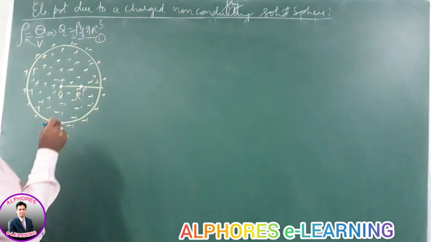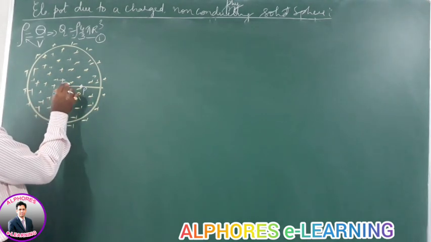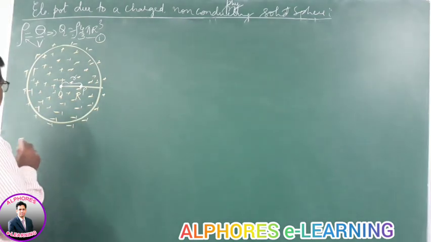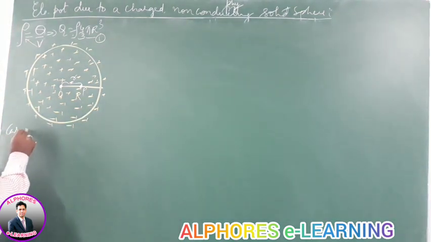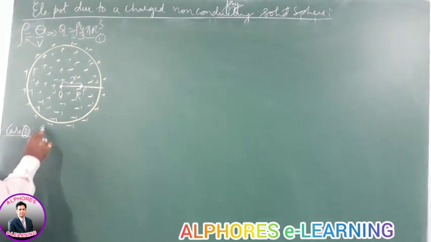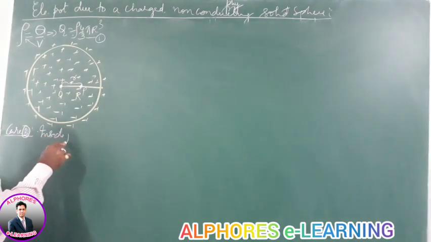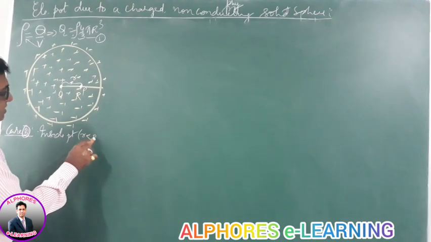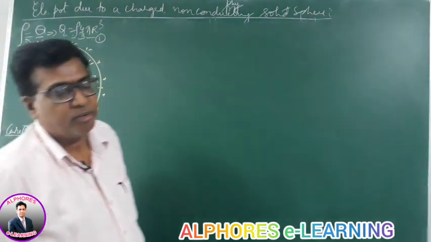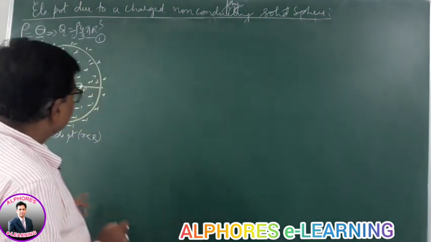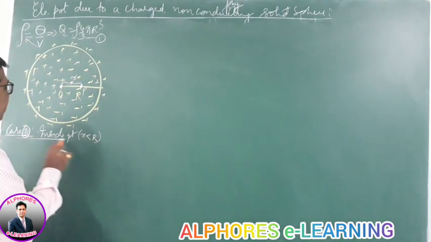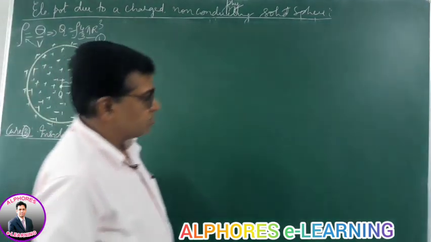Now let me consider a point P inside at a distance small r. So case 3, I am taking the third case: the electric potential at an inside point, for r less than R. We have to find out the electric potential at any inside point of the charged sphere.